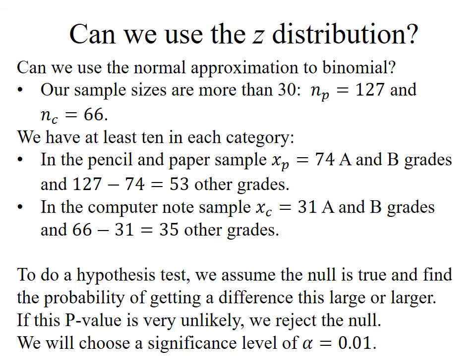We can use all the standard formulas for the normal approximation to the binomial. Now, the logic of a hypothesis test is we assume that the null hypothesis is true. There's no real difference here. Any difference we got was just due to random chance. Then we calculate: if the null hypothesis is true, what's the probability we're going to get a difference this large, 11.3% or larger, just by random chance? If that p-value is really unlikely, we reject the null. For this test, let's choose a significance level of alpha equals 0.01. 1% is going to be our threshold at which we'll reject the null hypothesis.